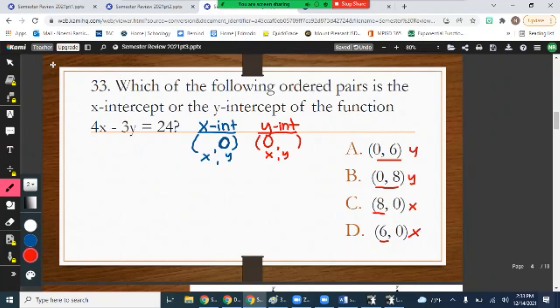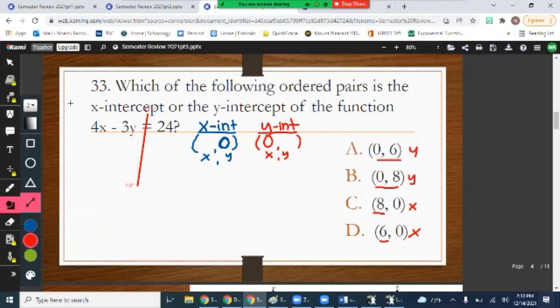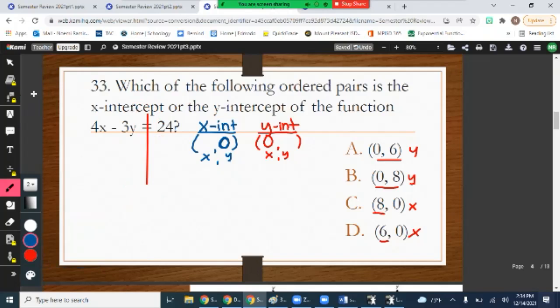Now, I need you to understand that if I substitute a 0 in either the x or the y, and I solve, I can find both my x and my y-intercept. Watch this, or actually work it out with me. First, we're going to change the x value to 0. You can change either the x or the y and work your way towards the x-intercept and the y-intercept.